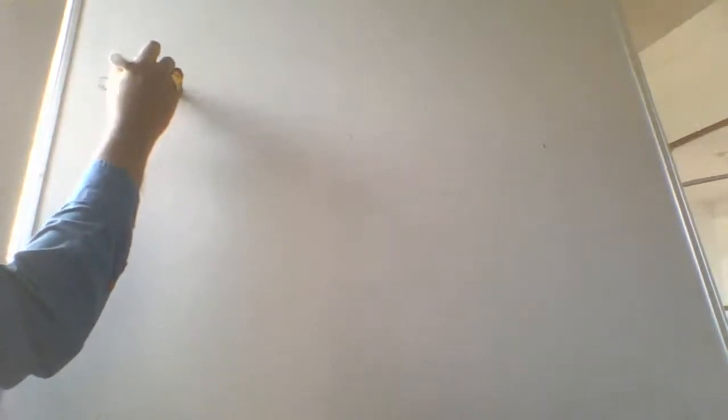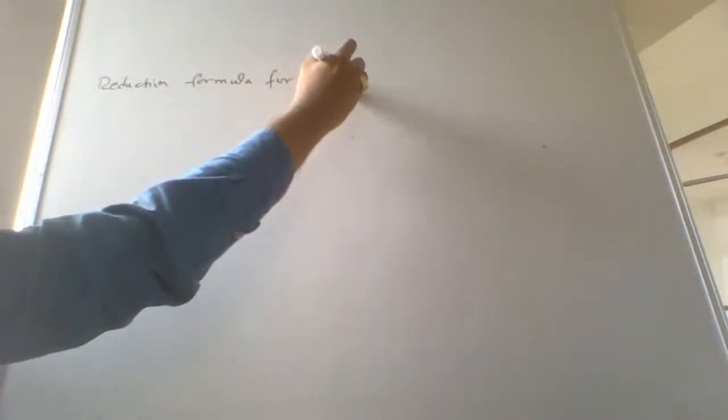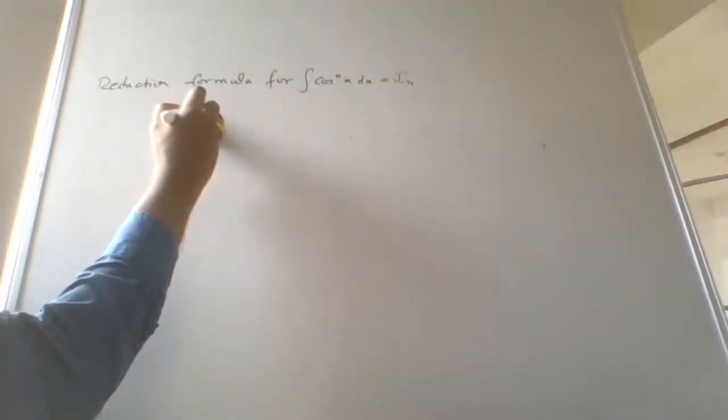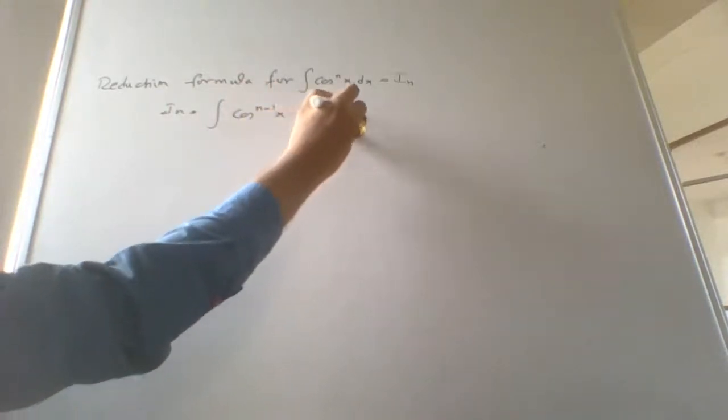Let me arrive at the reduction formula for the integral of cos to the power of n x dx. Let us arrive at this. Taking this as I n, which can be written as the integral of cos to the power of n minus 1 x into cos x dx.